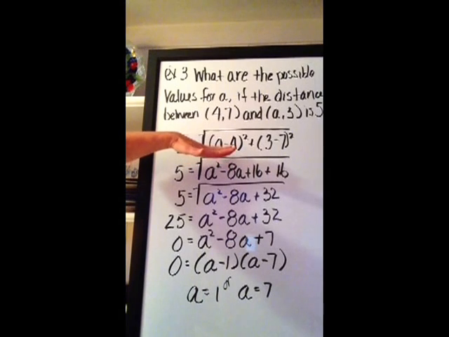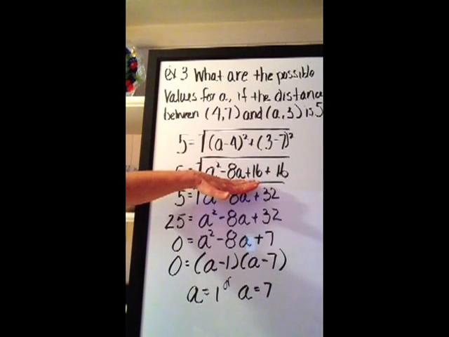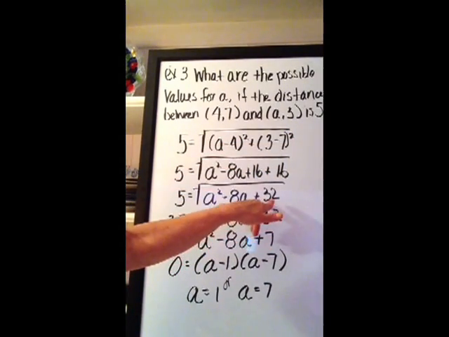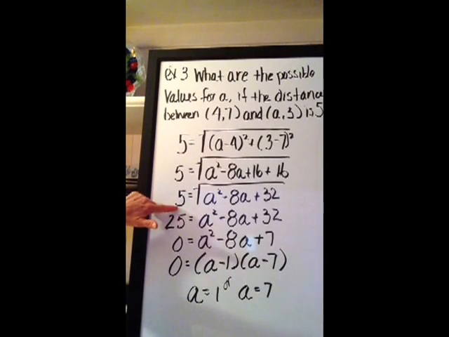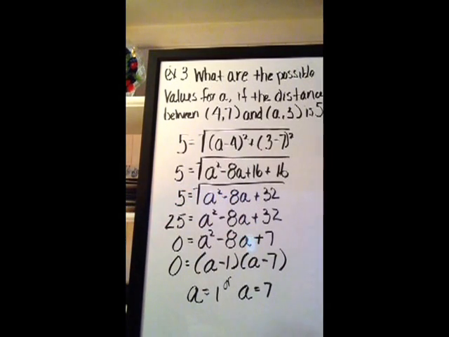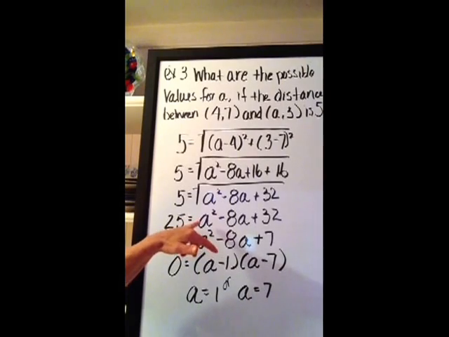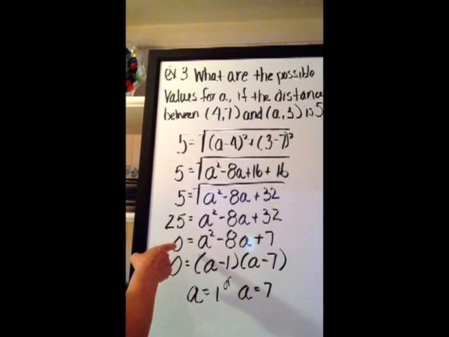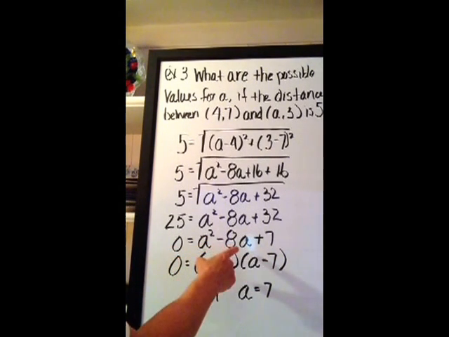If I square this binomial, I get a squared minus 8a plus 16. 3 minus 7 is negative 4 squared is 16. I can add those terms together, so now I have 5 is equal to the square root of a squared minus 8a plus 32. I square both sides. 5 squared is 25. This just gets rid of the square root, so I have a squared minus 8a plus 32. I subtract 25 from both sides, and I end up with 0 is equal to a squared minus 8a plus 7.